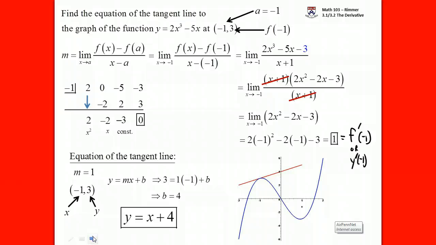It's exact. No more guessing. No more stepping away from the point, getting closer and closer and closer and saying, well, it looks like this. No more of that. We know exactly the answer.